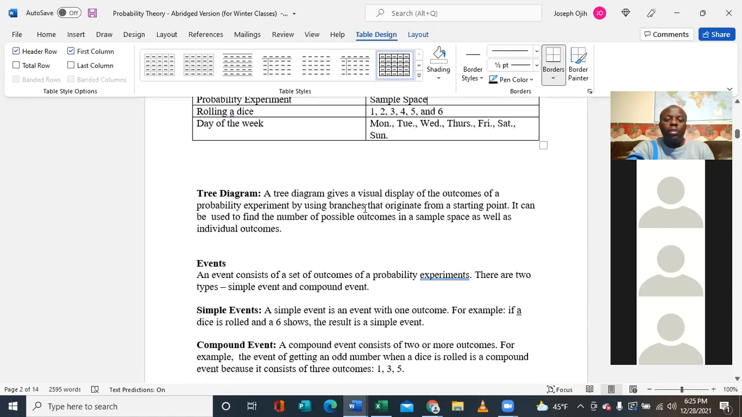Now, sometimes we can use a tree diagram to get what the sample space would be. Sometimes we use a tree diagram to do that. We'll come to that eventually.